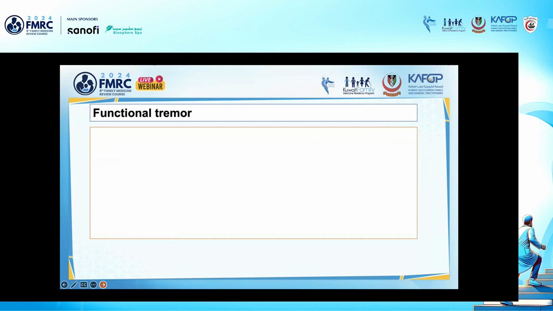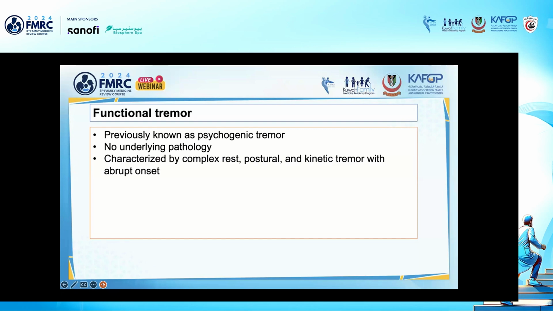Now we'll go to the functional tremor. Functional tremor was previously known as psychogenic tremor, and now it's called functional. As the name implies, it's functional, so there's no underlying pathology. That's why it is characterized by complex rest, postural, kinetic tremor, and it has abrupt onset because the cause is usually psychological.